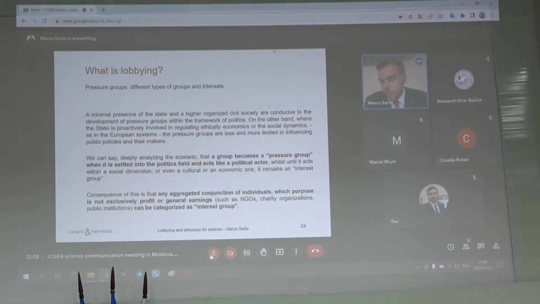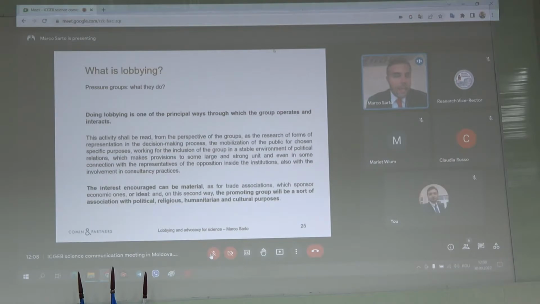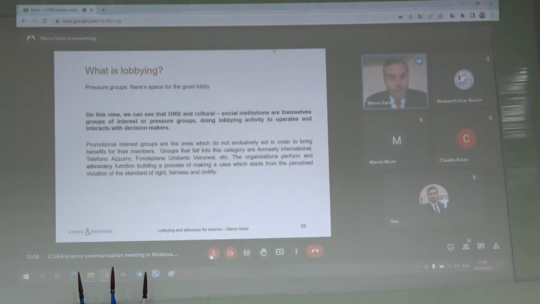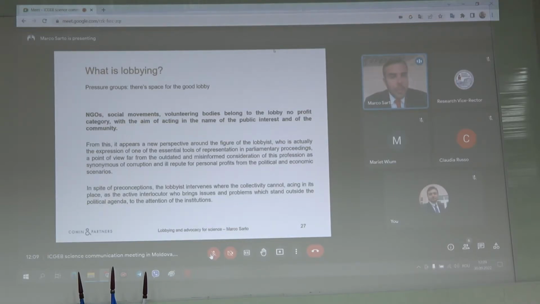Doing lobby is the principal way through which groups operate and interact. The interest represented may be concrete or may be ideal, and even NGOs, charity organizations, and public institutions can be categorized as interest groups and can do lobby as well. So it's important to underline that there's always a good space for good lobbying. For example, Amnesty International does a lot of lobby. So lobby is for good, it is not just for private interests. The precondition for the lobbying activity is the democratic legislative framework. So social groups in this scenario are intermediate between the state and individuals.